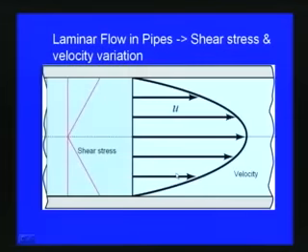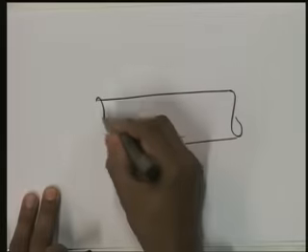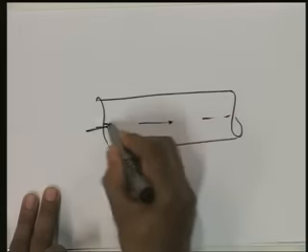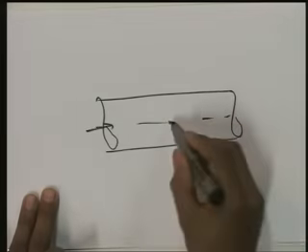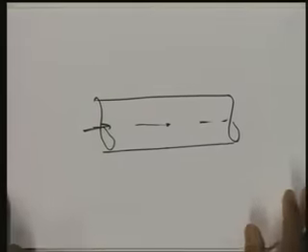Finally, as far as pipe flow is concerned, we have seen that the velocity is varying. If you consider a pipe like this here, then you can see that at the center we always expect the maximum velocity, and then the velocity varies with a parabolic variation.